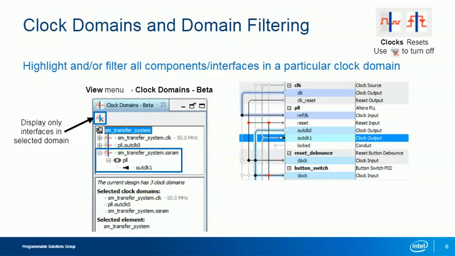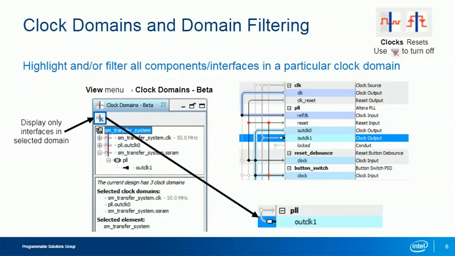When selecting a domain, the System Contents tab also displays colors to show which interfaces belong to which clock domains. You can further filter the System Contents tab to display only the component interfaces in the domain, in case a single component has interfaces in multiple domains.